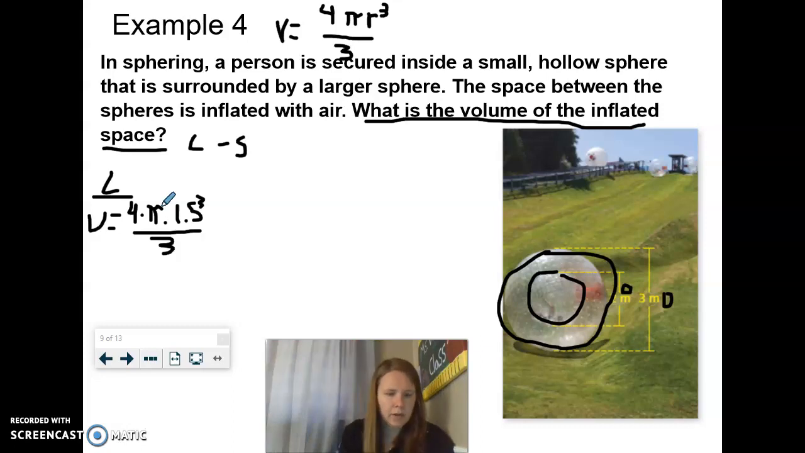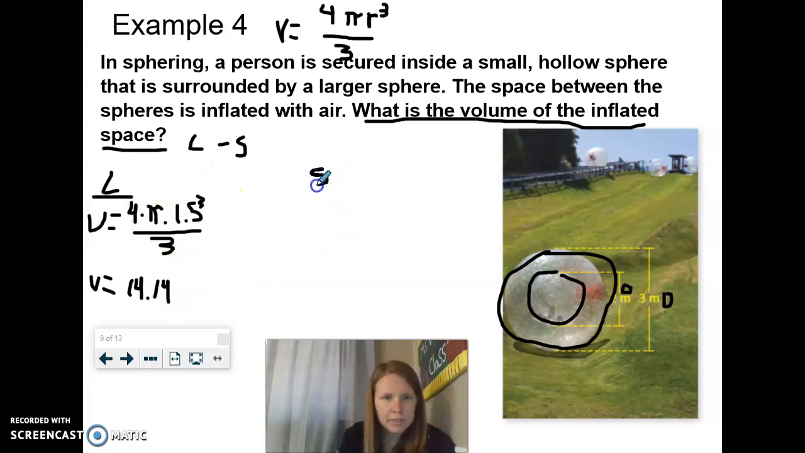Then I'm going to take that number I got and divide it by 3. I'm going to round this to the first 2 decimal places. So I get 14.137. Let's just round it to 14.14. So that's my large one.